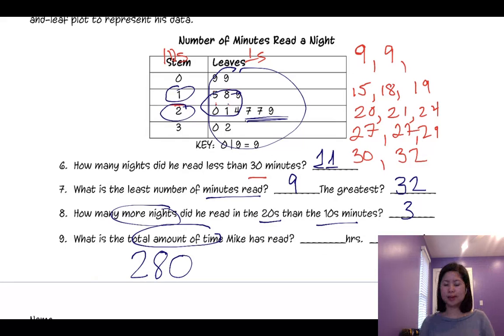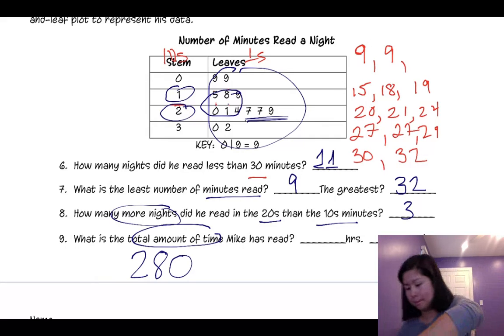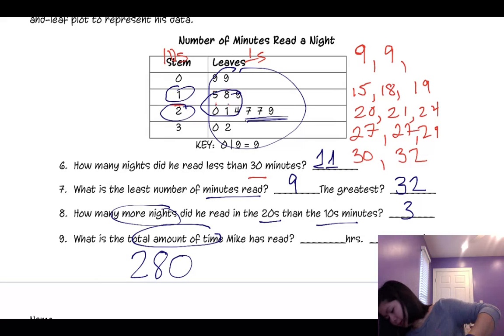Now, this one asks you to break it down to hours and minutes. How do we approach this? How do we break it down to hours and minutes? This is a skill that you may have forgotten, but let's review. Sorry, I'm trying to charge my iPad.